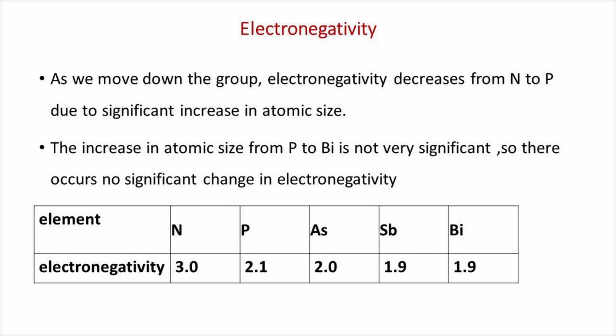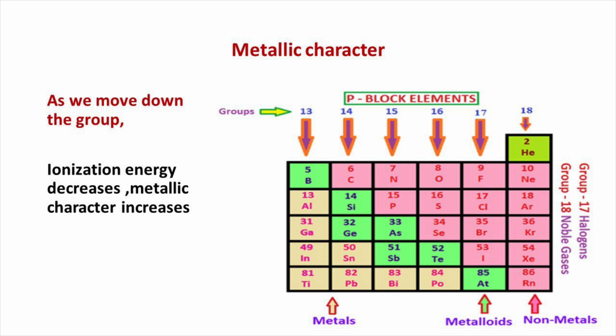Next general property is electronegativity. As we move down the group, electronegativity decreases from nitrogen to phosphorus due to significant increase in atomic size. The increase in atomic size from phosphorus to bismuth is not very significant, so there occurs no significant change in electronegativity. The next general property is metallic character.